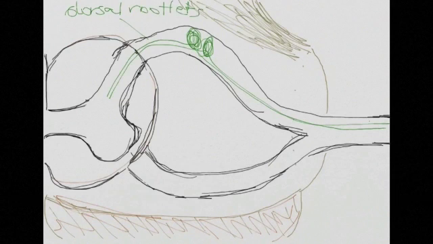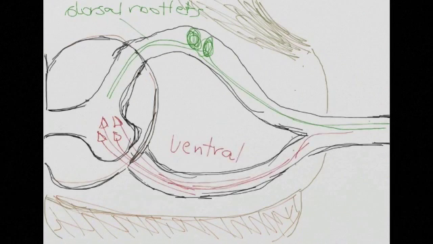From the ventral horn of the spinal cord, we have motor fibers, motor neurons, which will release their fibers, their axons, in the ventral rootlets. So ventrally we will find the motor, dorsally we will find the sensory information in the spinal cord.